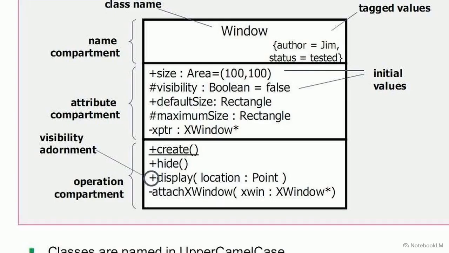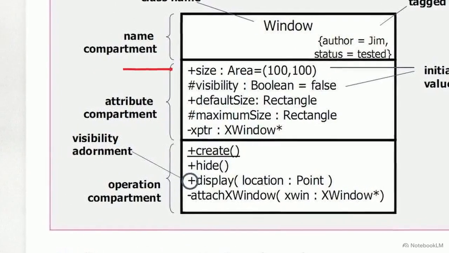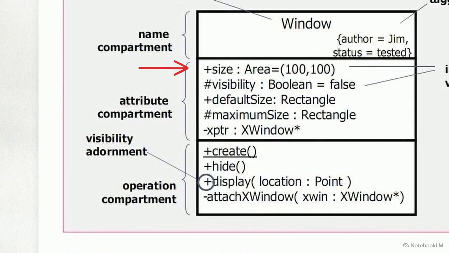This diagram shows the class node. It is divided into 3 strict compartments: top for class name, middle for attributes, and bottom for operations. Notice the plus, minus, and hash symbols. These visibility adornments act as strict encapsulation boundaries.